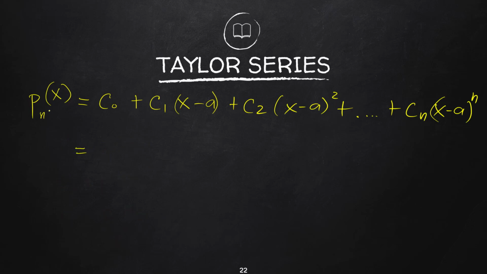So for this one, c sub 0 is equal to sine of a. Tama ba? Your c sub 1 is equal to cosine of a, times x minus a.